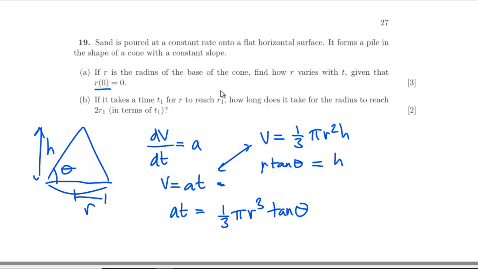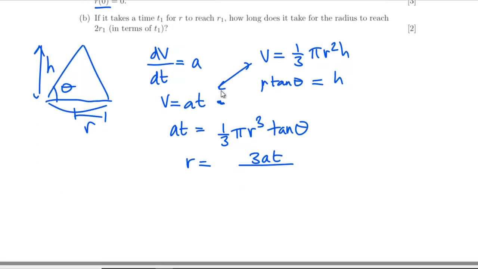What are we trying to work out? We're trying to work out r as a function of time. Well, we're there then, aren't we? So we've got r is going to be 3at over pi tan theta, and we've got the cube root of that. That's r as a function of time.